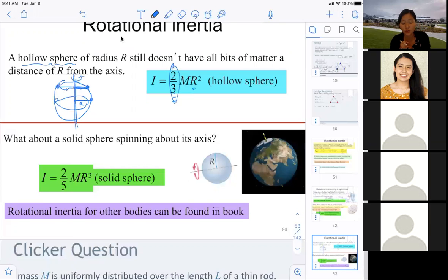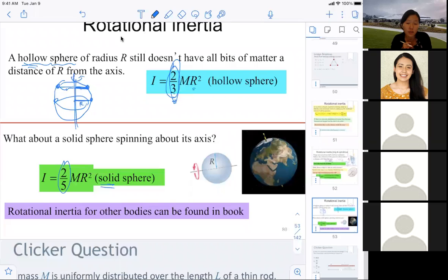So 2/3. A solid sphere is a little bit different, it is 2/5. And you can see, compared with the hollow sphere, it should be smaller, because more of its mass is closer to the center. So it makes sense for this to be smaller than the hollow one. This is qualitatively how you understand it.